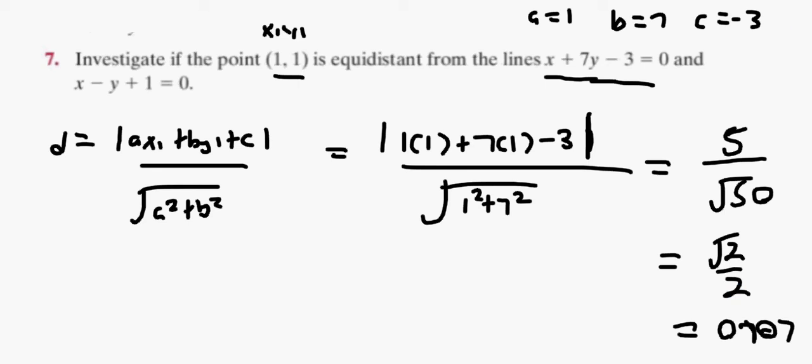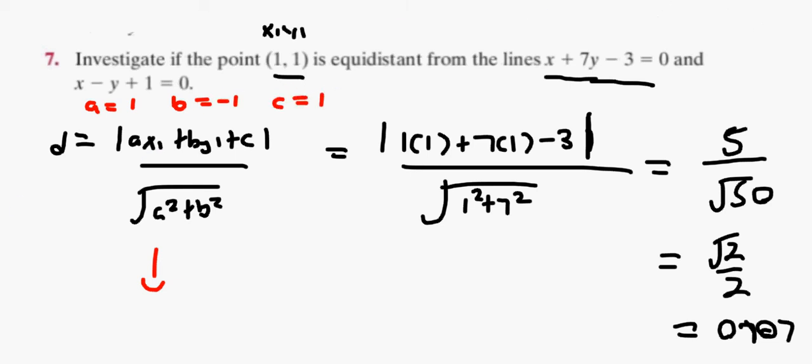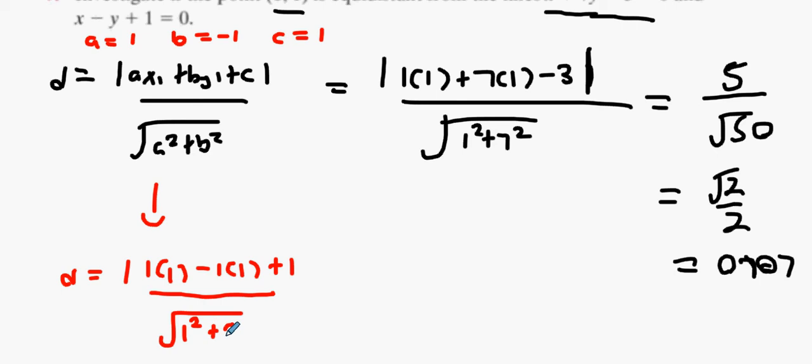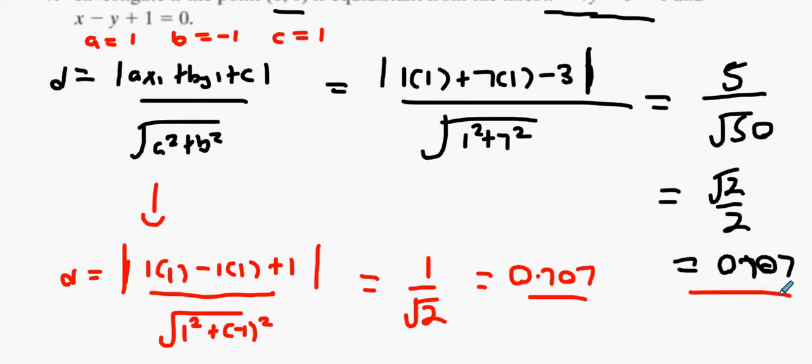Now I go down the opposite route, where my A value is 1, my B value is minus 1, and my C value is 1. And now I go the opposite way. Try and find my D value here. D equals 1 times 1 minus 1 times 1 plus 1 all over the square root of 1 squared plus minus 1 squared. What you're going to get is 1 over the square root of 2, which is oddly enough exactly the same thing, which is 0.707. They are equidistant.